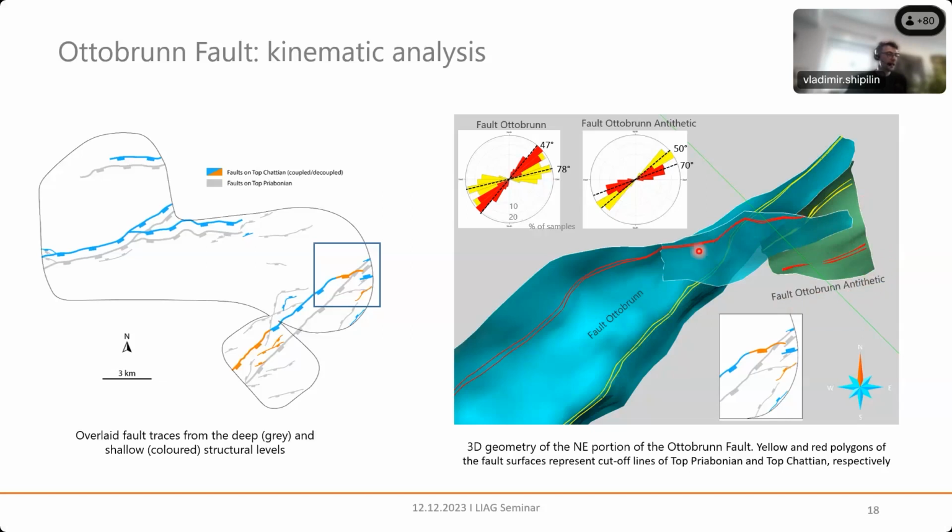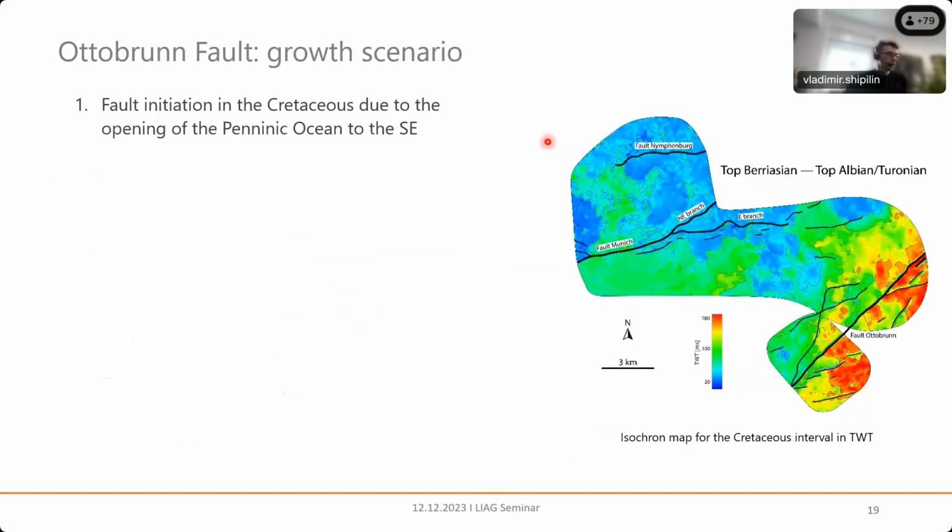And if we compare the average strike direction of the fault segments at deep and shallow levels, we see on average on the rose diagram a clockwise rotation of 20 to 30 degrees. So now I'm coming to basically a growth scenario for the Ottobrunn fault.